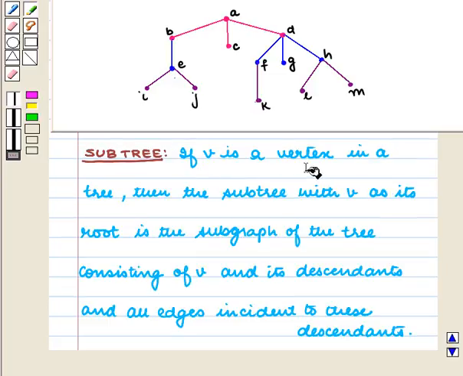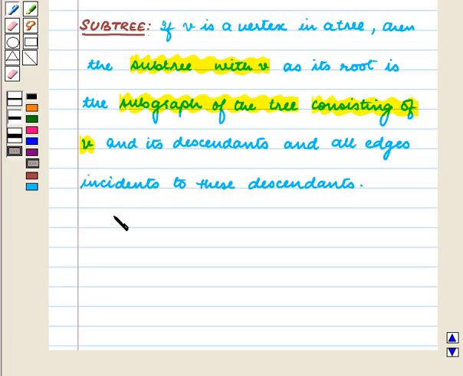If V is a vertex in a tree, then the subtree with V as its root is the subgraph of the tree consisting of V and its descendants and all edges incident to these descendants. The vertices B, E, I, J form a subtree.